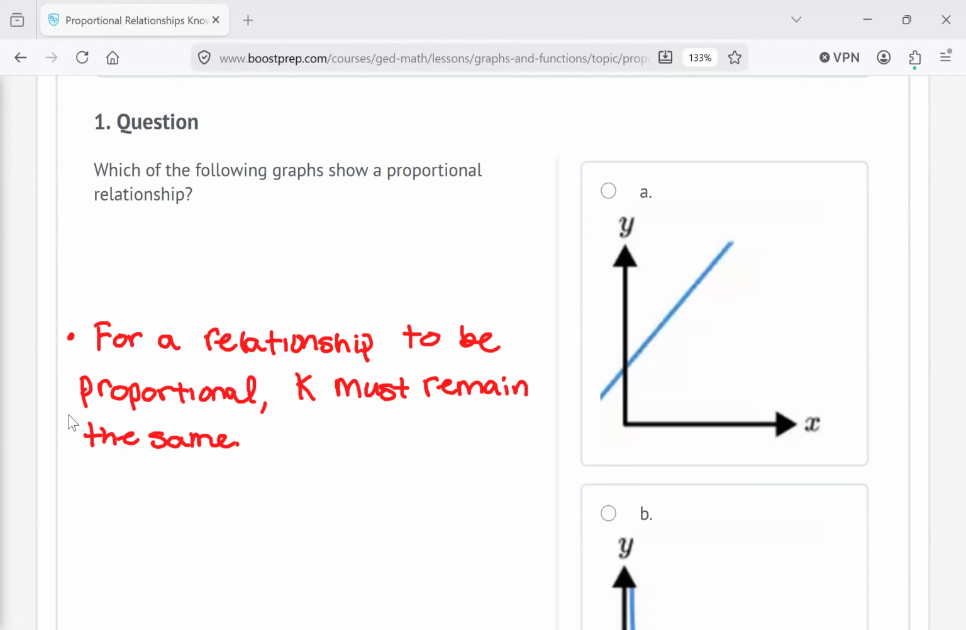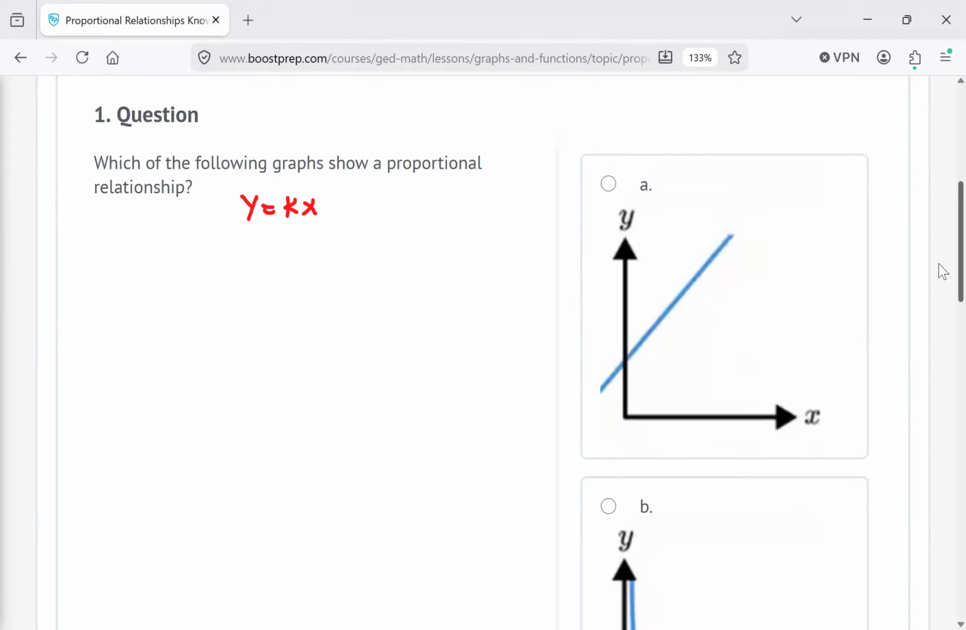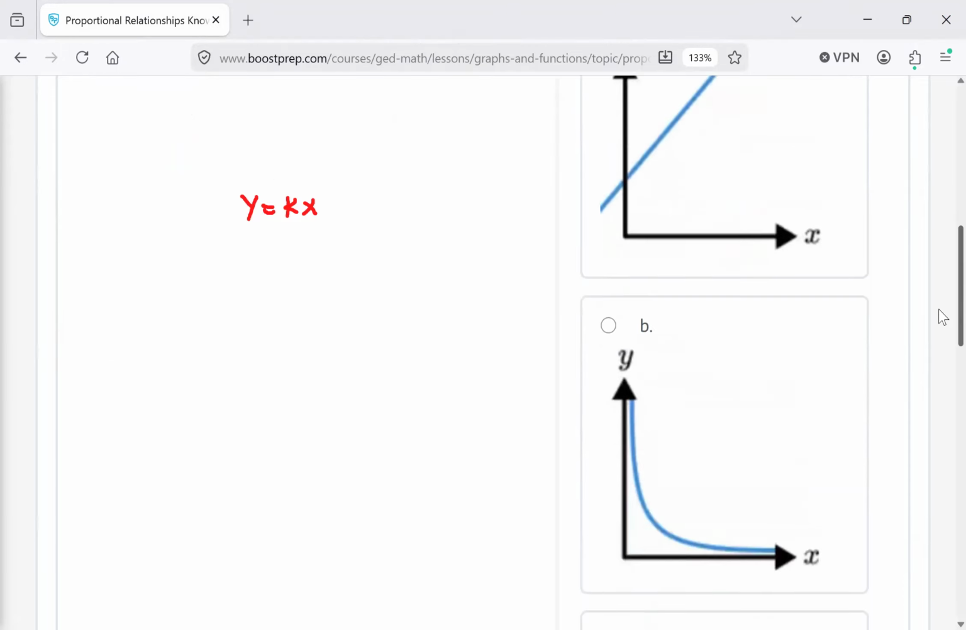Let's begin. Let's start with the question. What do proportional relationships look like? We said a proportional relationship is of the form y equals k times x, right? And so it has to be some kind of linear line. So let's exclude some of these. Can we exclude A? No, because it is a linear line.